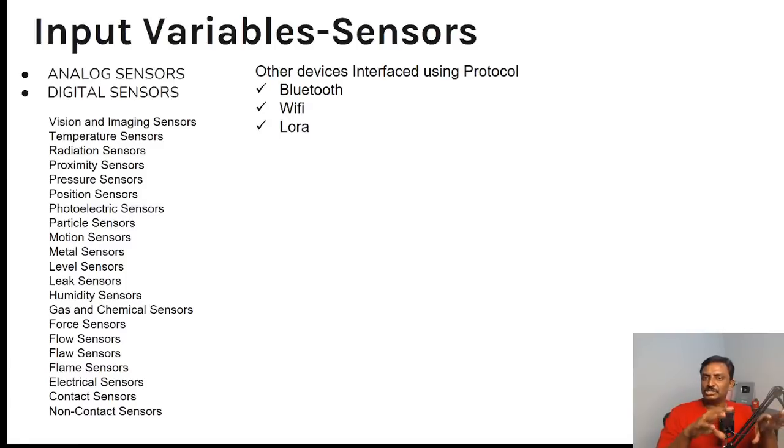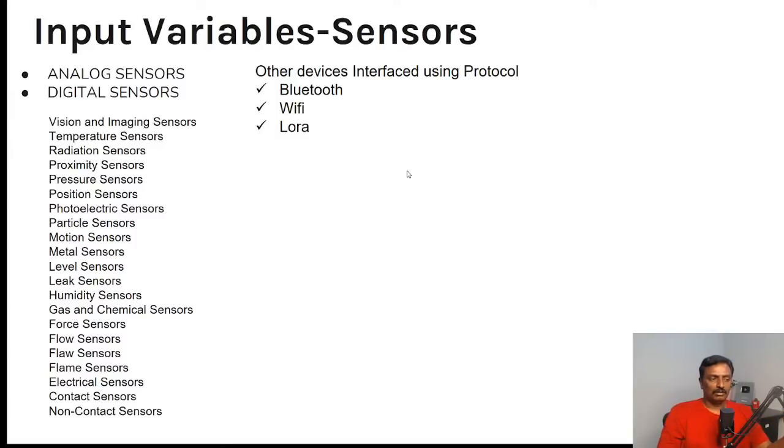We have a separate session called sensors in IoT: what are the industrial grade sensors, what are the consumer grade sensors. Because it's quite different. The industrial grade will be quite different and the consumer grade will be quite different. And other devices, other protocols like Bluetooth, Wi-Fi and LoRa module.